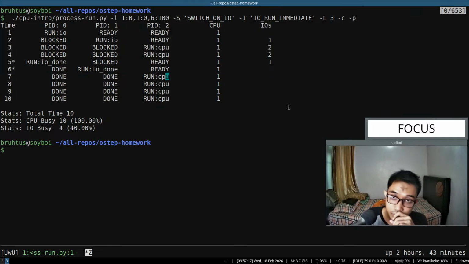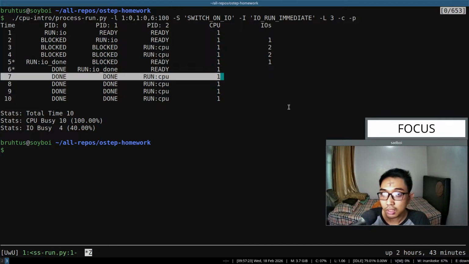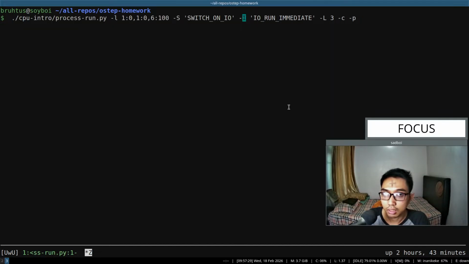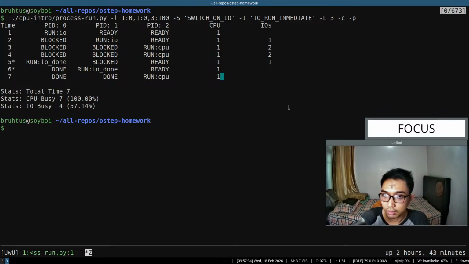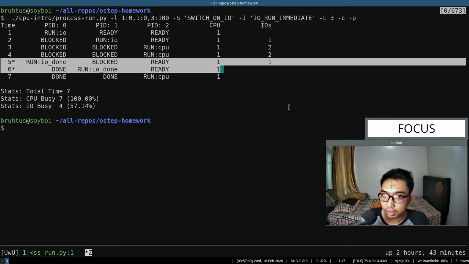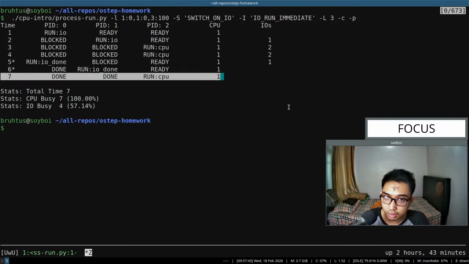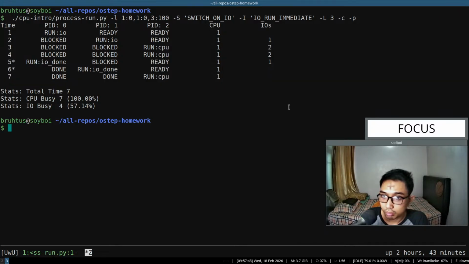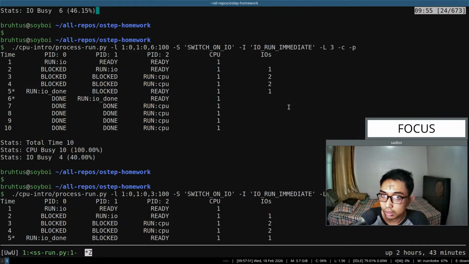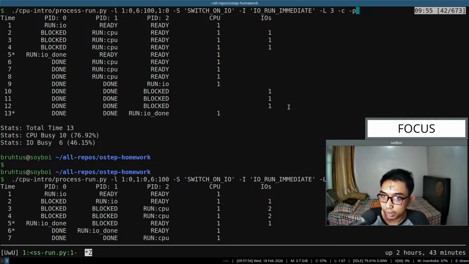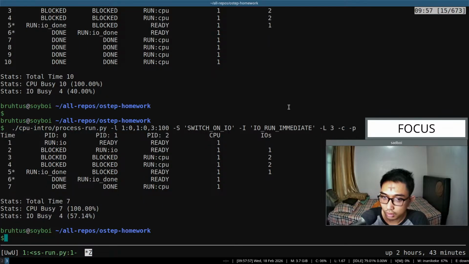Okay. So maybe in this case, it's not necessarily 3 or 6. Maybe 3 would have been enough, right? Ready, and then we just have to finish the CPU run, I'm assuming.